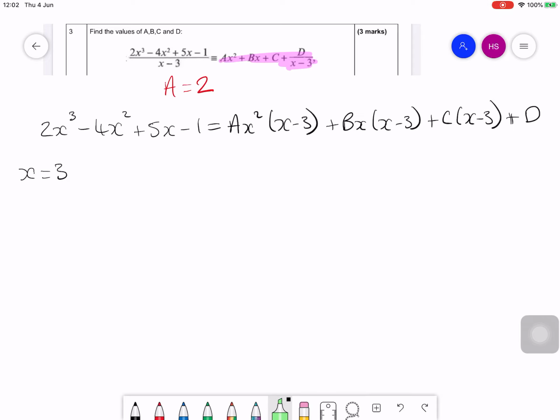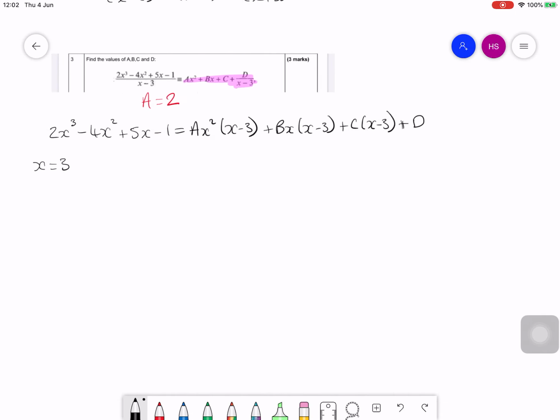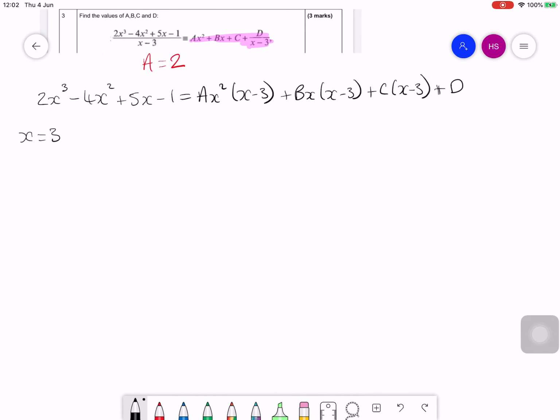So I get the left-hand side to equal 32. If x is 3, then that is 0, that is 0, and that is 0. So that would straight off give me that d is 32. So let's just keep a list up here of what we've got so far.